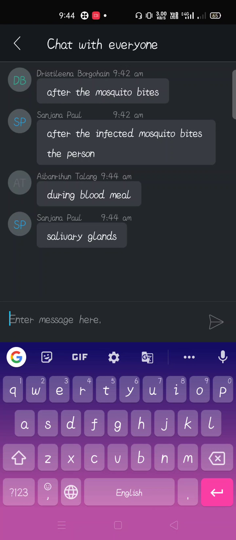Yes, salivary glands. So the sporozoites have to be present in the salivary glands of the mosquito to be transmitted, because even if the parasite is present in the stomach of the mosquito and the mosquito goes and bites the human being, that is not the infected form. That is not the pathogenic form. So only when the parasite is present in the salivary glands can it be transmitted into the human host. Clear? Clear, everyone?